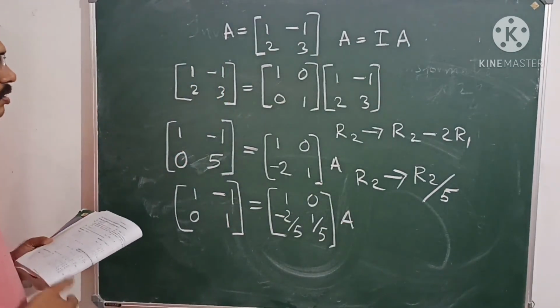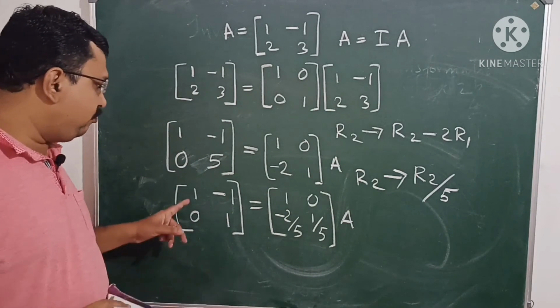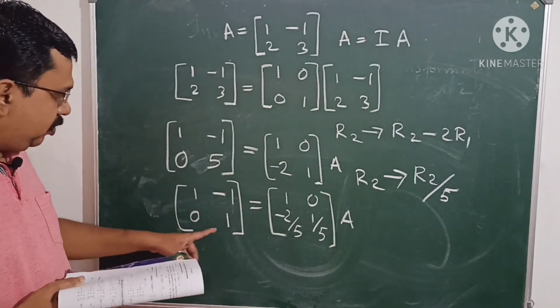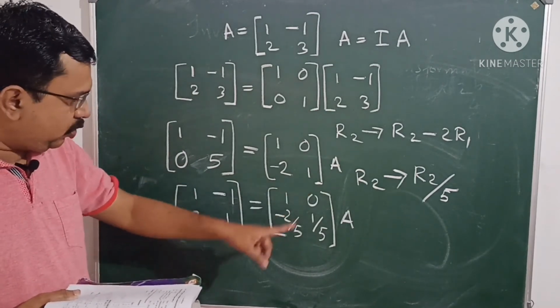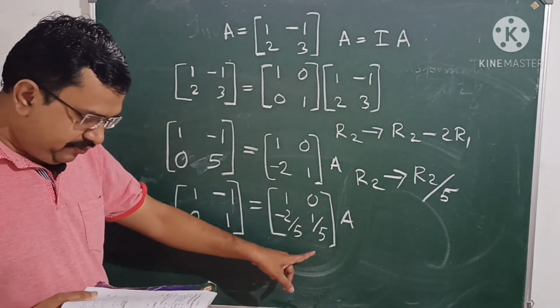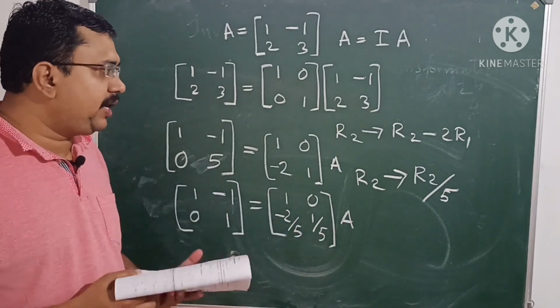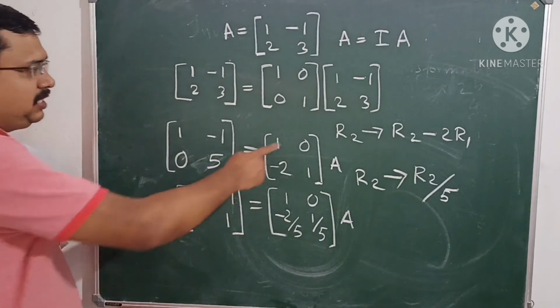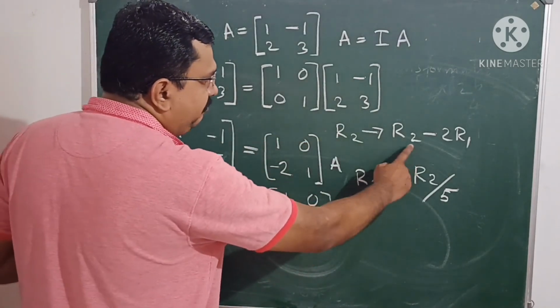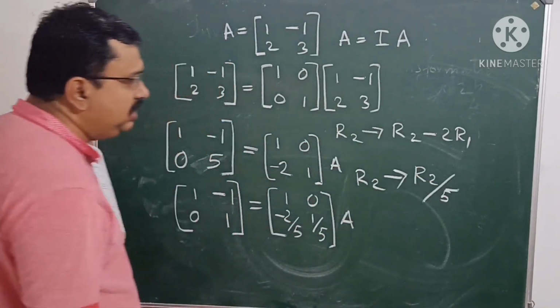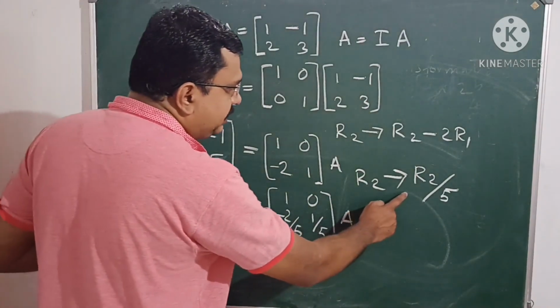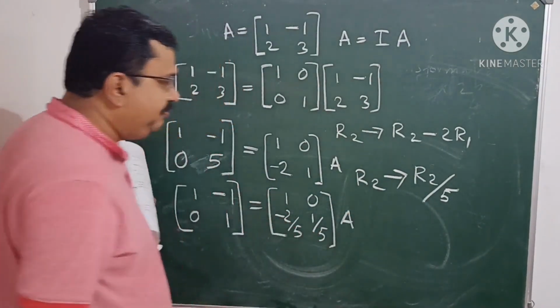That is our next step. [1, -1; 0, 1] will become [1, 0; minus 2 by 5, 1 by 5] into A. Two operations are there. First one, R2 is converted into R2 minus 2R1. Second one, R2 is converted into R2 divided by 5.